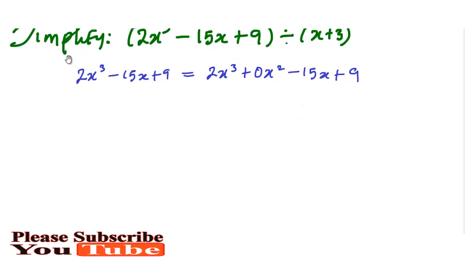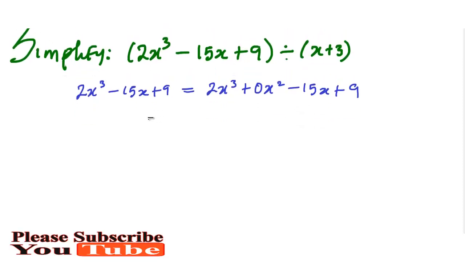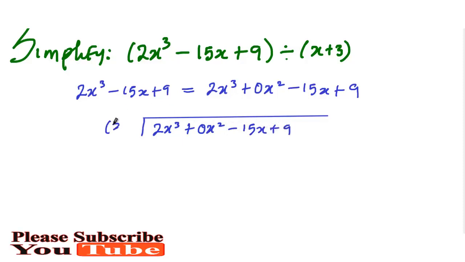So now let's introduce that division in a long division method. It's going to be like this. We now have 2x raised to power 3 plus 0x squared minus 15x plus 9, then divided by x plus 3. So x in 2x cubed, that's 2x cubed divided by x, that will give us 2x squared. Then 2x squared times x, that's 2x cubed. Then 2x squared times 3, that is plus 6x squared. The next thing is we subtract.